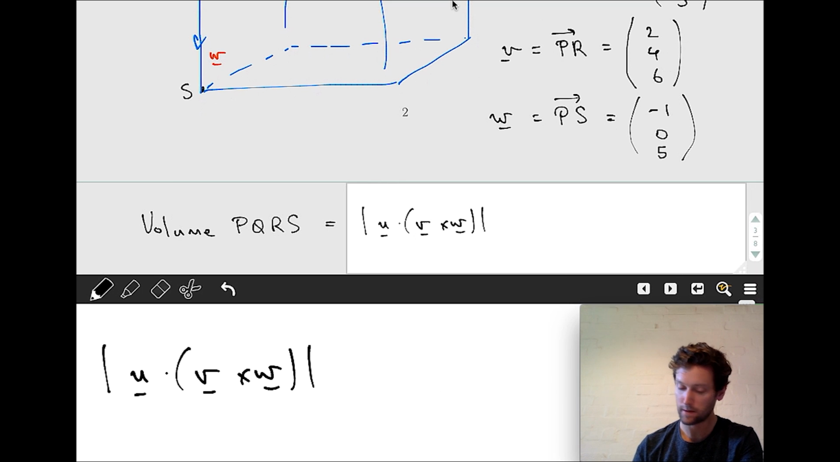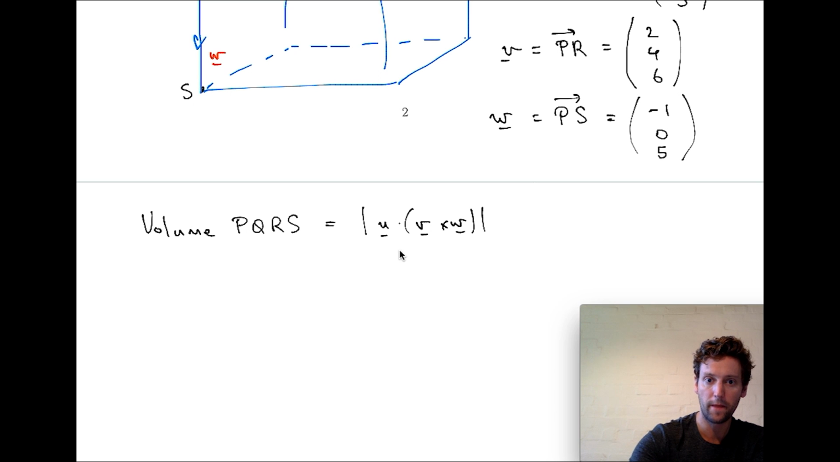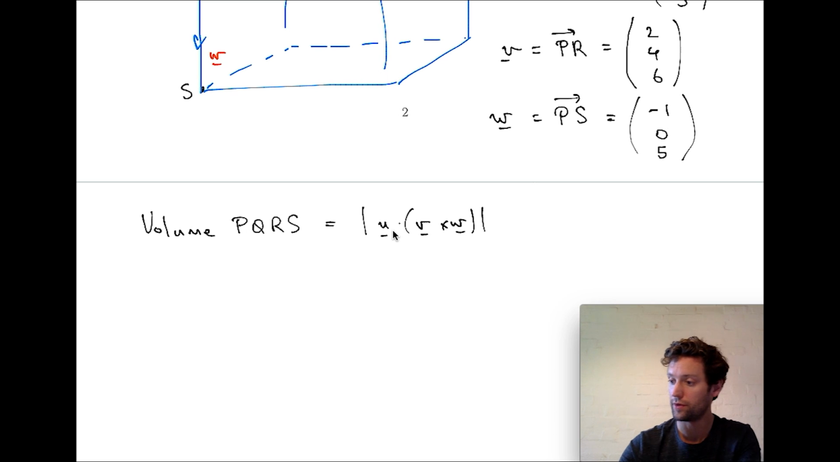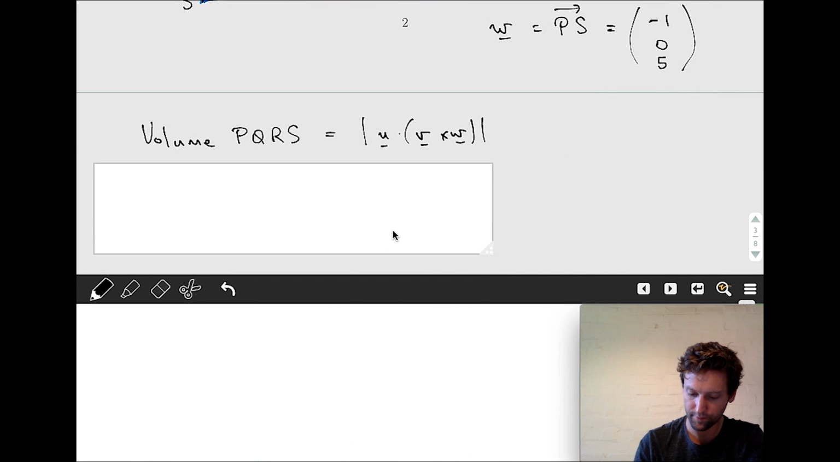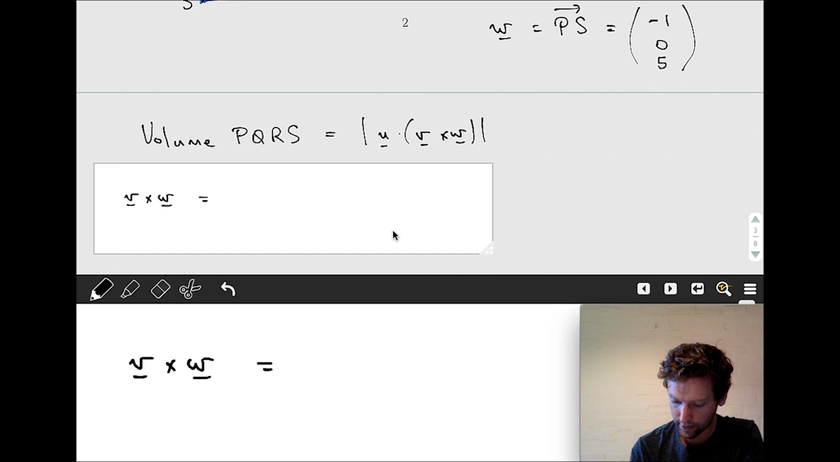Okay. Now there's 2 different ways to calculate the vector triple product. We can first of all calculate what v cross w is and then dot it with u, or we can calculate it directly. So let's take a look at those 2 different methods. First of all, calculating v cross w. So again, in the same method as before, we're going to calculate the determinant of a 3 by 3 matrix made up of the components of i, j, k and the components of v and w.